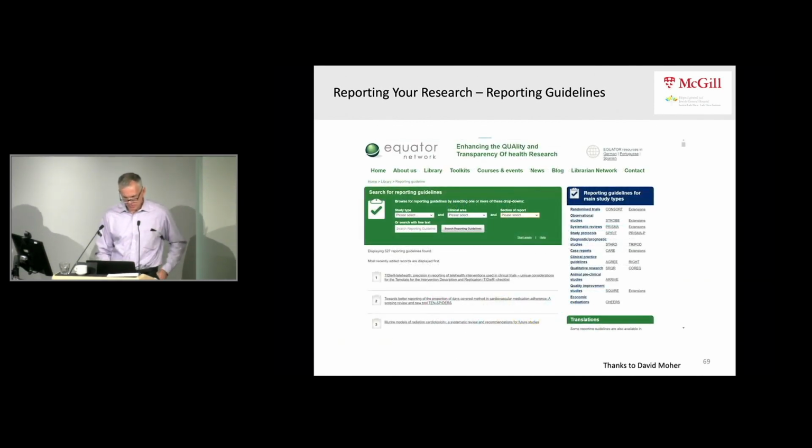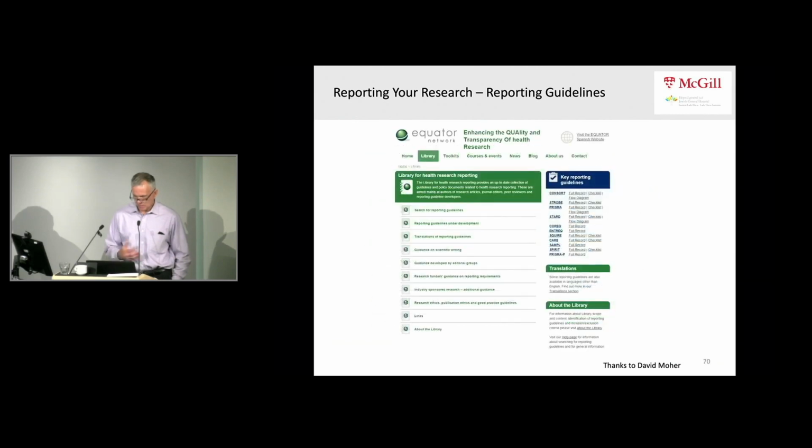Again, this is just a reporting website. It has all different things you want to look at. It has a library of different resources that are not just reporting guidelines that are useful.